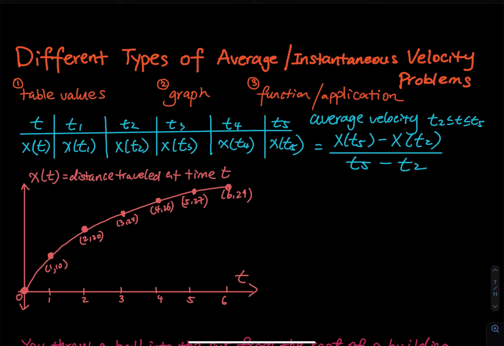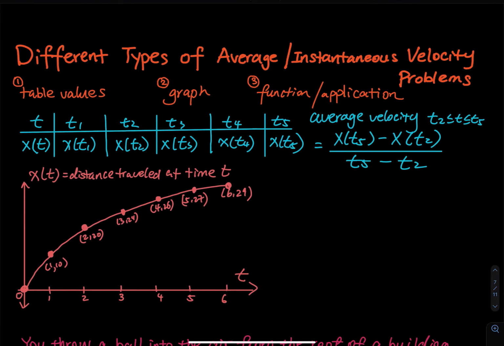The next type is they give you a graph. They didn't give you a table, but that is the same thing as giving you table values, except they graph all the values for you. So in this one we have a graph. The t is the time, and the x is the distance traveled at time t, so for each time there is a distance. Let's say you want to find the average velocity.